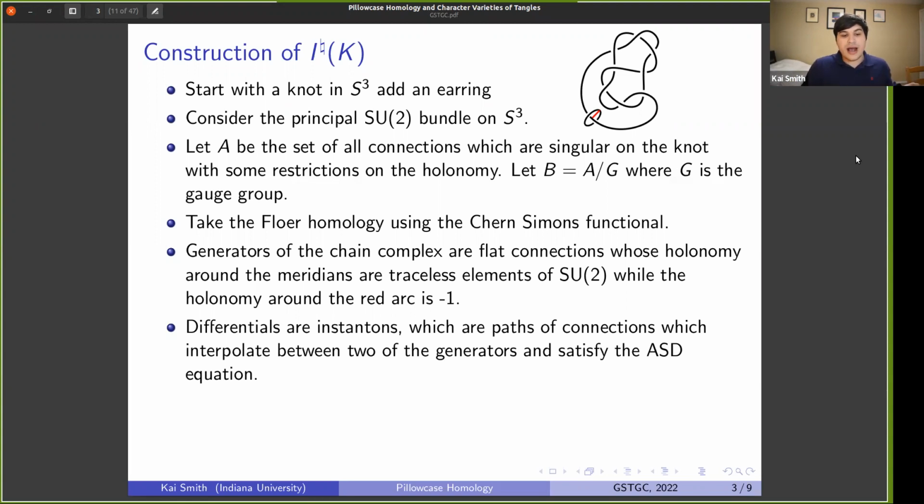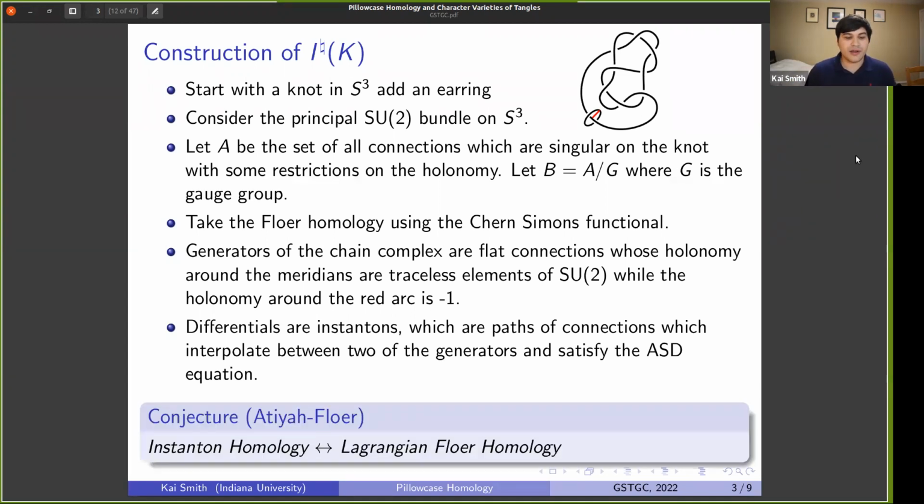this chain complex is pretty hard to actually compute for any knot. You have to build an infinite dimensional space and solve PDEs on it. But there's a conjecture by Atiyah and Floer that any instanton homology, such as this one, has a corresponding Lagrangian Floer homology counterpart. And so the idea behind pillowcase homology is that it's an attempt to find this Lagrangian Floer counterpart to singular instanton homology. So let's see how it's constructed.